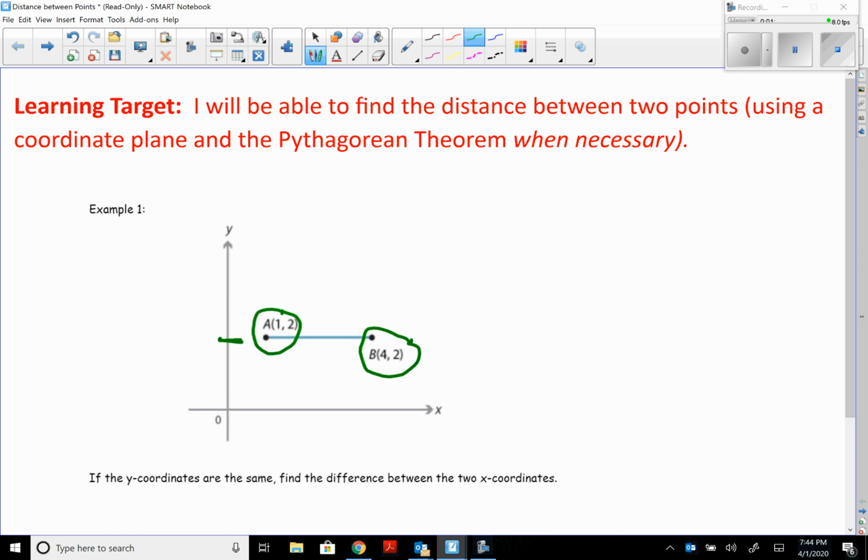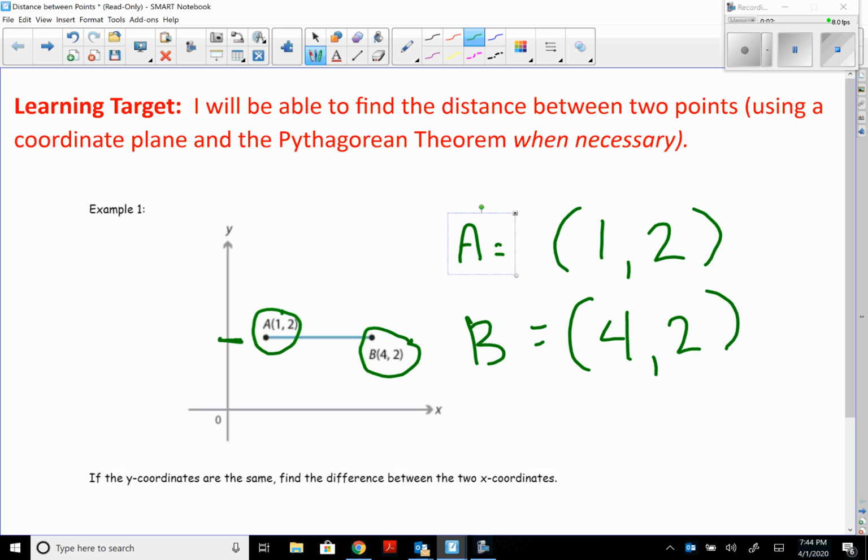So since we are trying to find the distance and they're horizontally across from each other, like in this example, all we have to do is to subtract the x-coordinates. So if you look at the first point, the x-coordinate is 1. So point A is 1, 2, and point B is 4, 2. And since the y-coordinates are exactly the same, all we really need to look at are the x-coordinates.